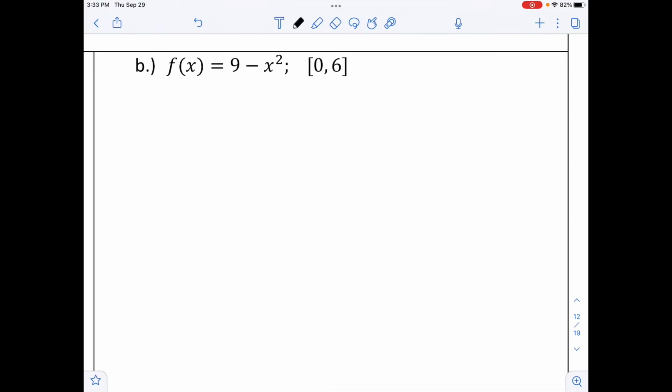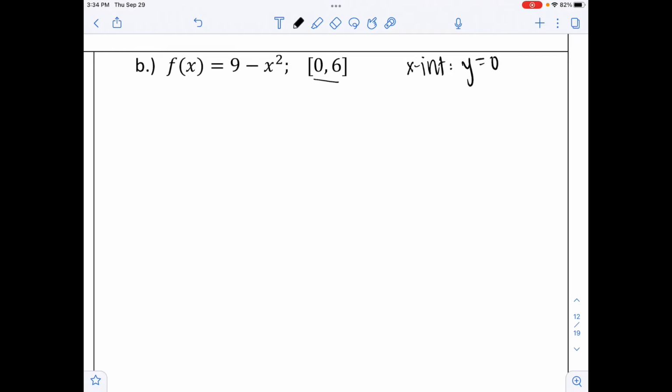The example, part B, says f of x equals 9 minus x squared, and the interval we're talking about goes from 0 to 6. And so the first thing we're going to do is graph this, but note that if you were to substitute in 0, you would have a positive 9. And then substituting in 6, you'd have 9 minus 36. And so that would be a negative value, so we know that this is a cross, and we would have an x-intercept. And so again, to find our x-intercept, we set y equal to 0.